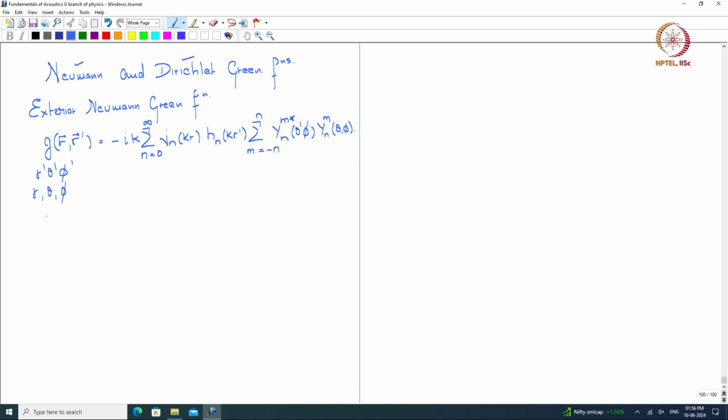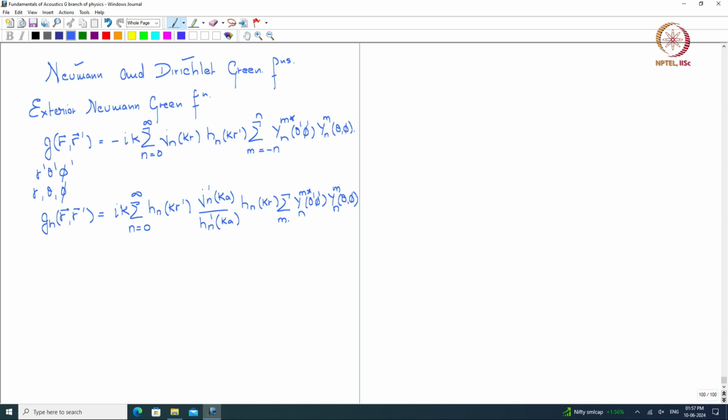Now we were going to find a homogeneous solution that is actually only a function of r', and we wrote it in this form: i k summation n 0 to infinity the Hankel function h_n(kr') j_n'(ka) by h_n'(ka) Hankel function of kr, summation over m Y_n^m conjugate(theta', phi') Y_n^m(theta, phi).